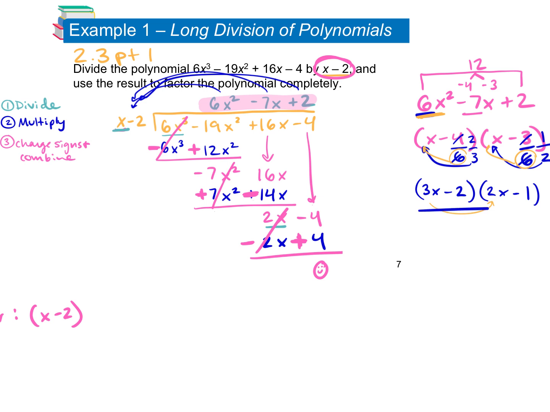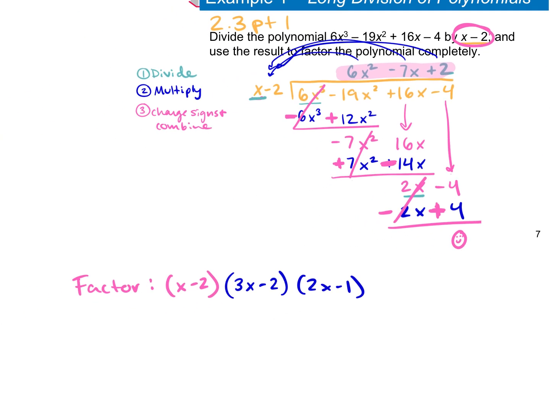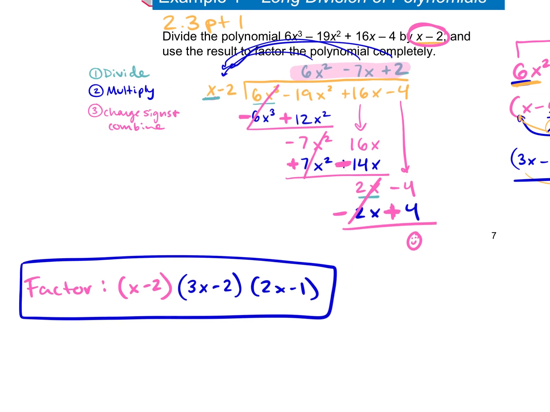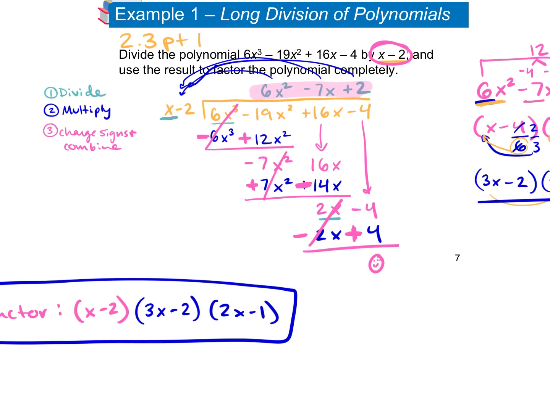Now these are my other two factors, so I'm going to add them to my list here. So we have 3x minus 2 and 2x minus 1. So these are our factors. For questions like this on WebAssign, it's going to want you to list all of your factors. So not just the two answers that you found, but also the factor that it gave you in the beginning. If it divides in evenly, it's a factor. So make sure you include that on your list of factors.